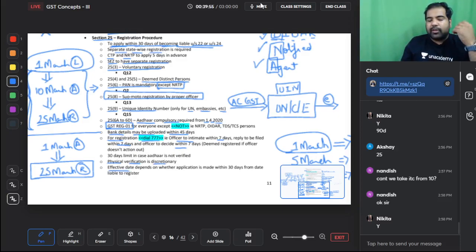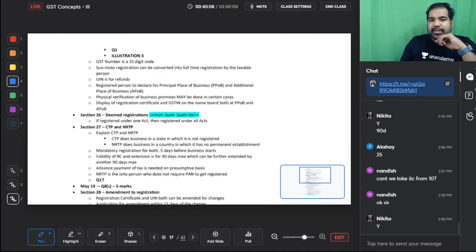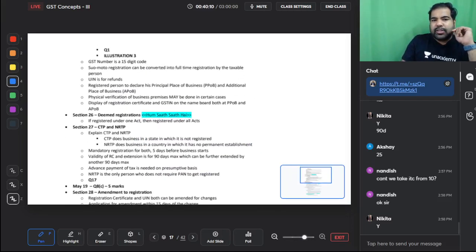An effective date you have already seen is the earlier date if you apply on time. If you don't apply on time, or if you're applying voluntarily, then the date you register or the date you get your registration is the effective date. Guys, all this is in section 25. GST number is a 15-digit code. You don't need to know the details. Suo motu registration can be converted into full-time registration by the taxable person. You can accept the suo motu registration.